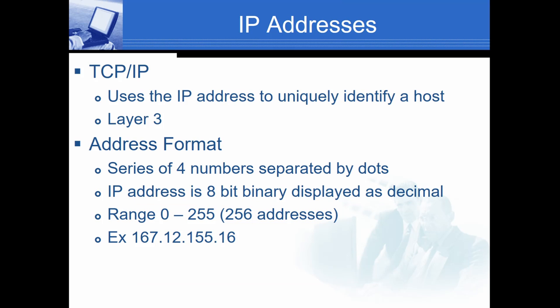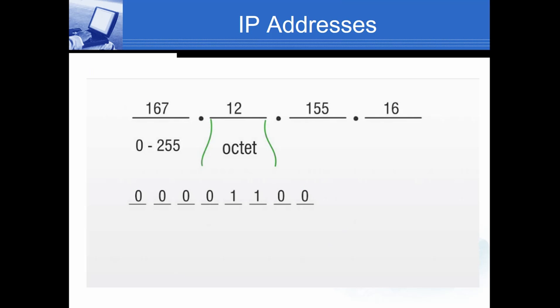It's a series of four numbers separated by dots. Each section has 8 bits, and it's in decimal in the range of 0 to 255. So you can see 167.12.155.16 is an IP address. Each position is called an octet. So here you have that IP address again. Everything is from 0 to 255.